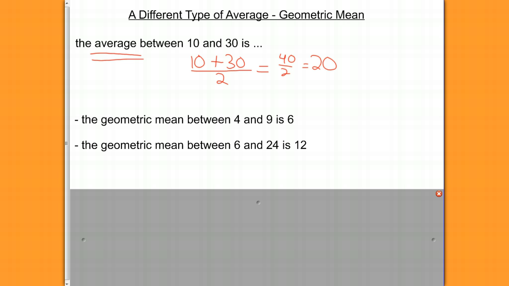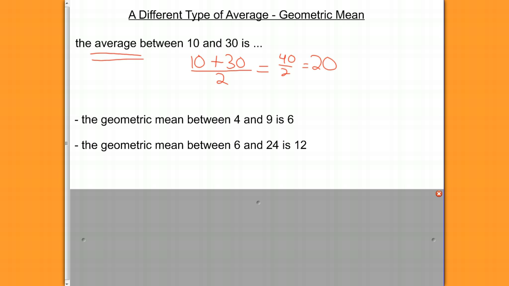A geometric mean is a different kind of average. It has a different meaning and it's a different process. I'm giving you two examples here. The geometric mean between 4 and 9 is 6. The geometric mean between 6 and 24 is 12. So you can see we're definitely not adding. 6 plus 24 is 30. You divide by 2, that's 15. It's not 12. So the geometric mean is a little bit different.